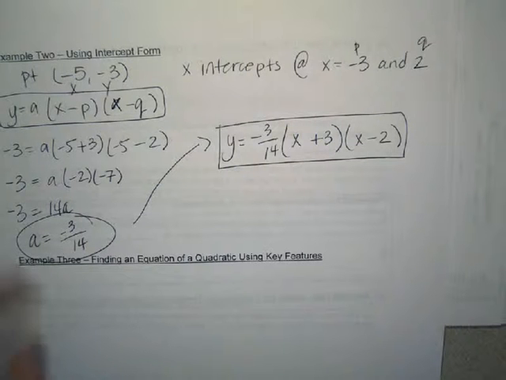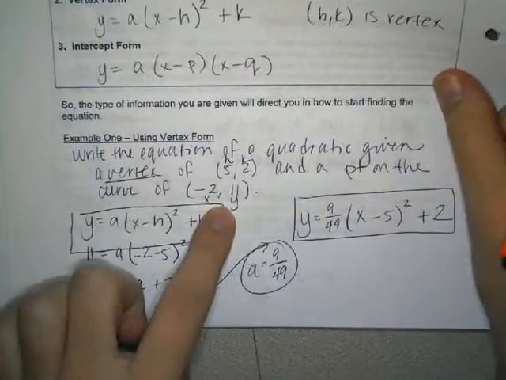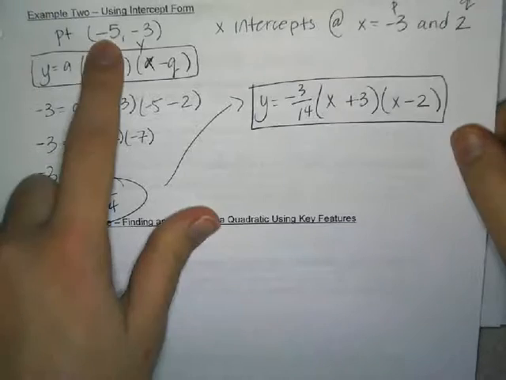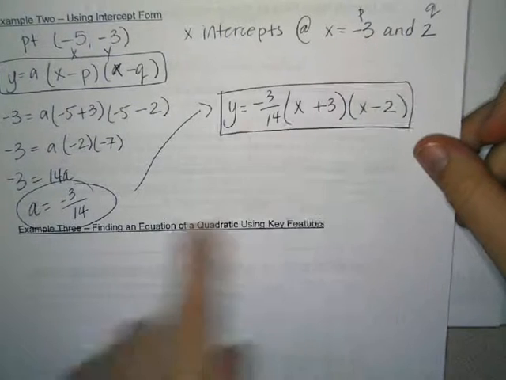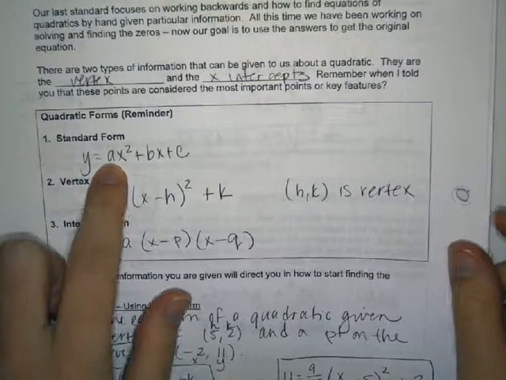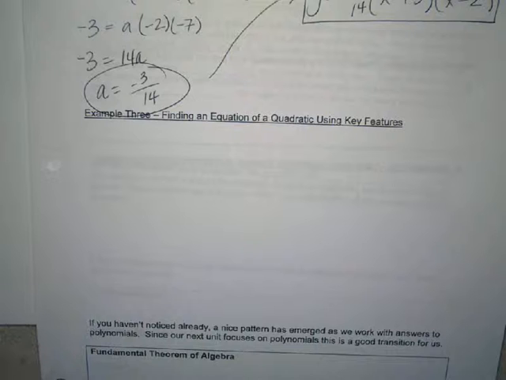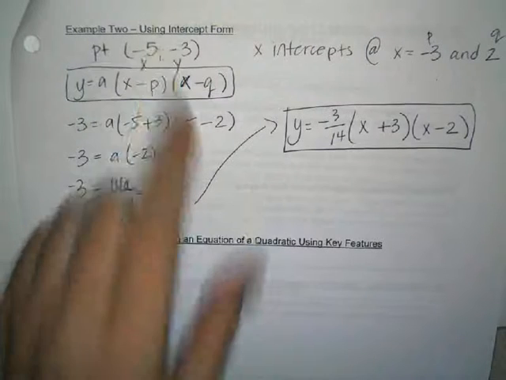Okay, example 3. So we've done one example where they give you a vertex and a point, so you have to use vertex form. We did another example where they give you a point and 2 x-intercepts, so we have to use intercept form. So the last one, we're probably going to end up using standard form. Now this is when you write the equation of a quadratic, and instead of me giving you specifics or some of the key information like x-intercepts or a vertex, I'm just going to give you 3 points on the curve. So 3 of these xy points.